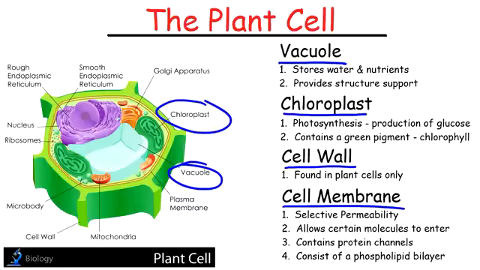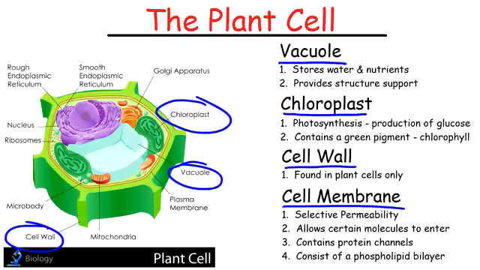Now, another organelle that's found in the plant cell, but not in an animal cell, is the chloroplast. Now the chloroplast is green due to a pigment known as chlorophyll, which plays a role in photosynthesis. Photosynthesis is a process by which the plant takes sunlight, carbon dioxide, and water, and it produces glucose and oxygen gas. Another feature that's present in plant cells but not in animal cells is the presence of a cell wall.